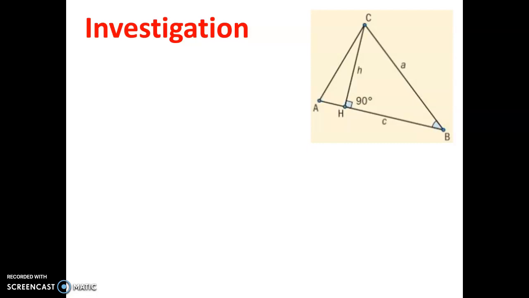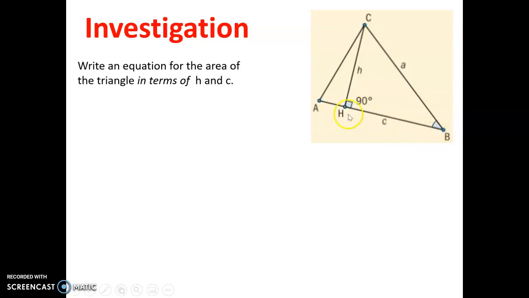Let's begin with this investigation. So if you could sketch this triangle that you see in your notebook, we're going to do some investigating on it. And the first step in this investigation is, can you write an equation for the area of the triangle in terms of h and c? And so that you know, this c here represents this entire length along AB. So can you write an area equation for that? Well, I hope that one came easy, because it's exactly what we were just talking about. We have the area of this triangle found by multiplying base c times height h by half.